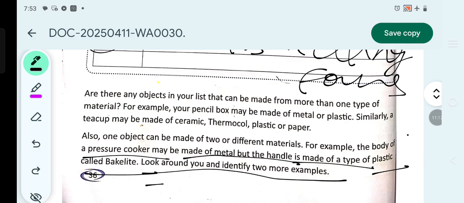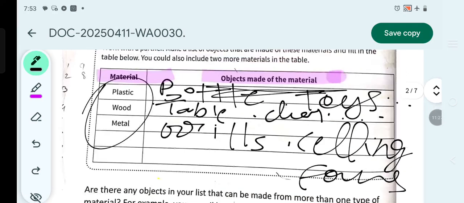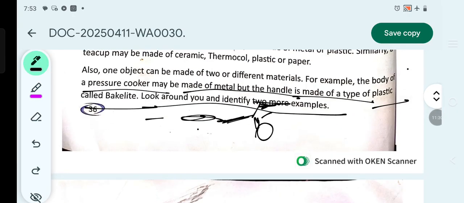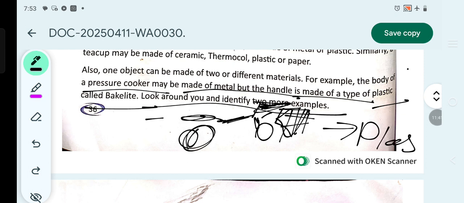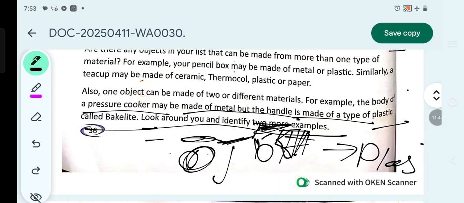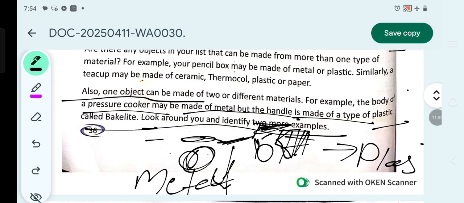Like you have seen a cycle, isn't it? Well, a cycle's body, suppose this is a cycle, and its body is made up of metal. The body of a cycle is basically made up of metal, but the parts like its handles, cover, and sometimes there is a basket in front, these things are made up of plastic, but the body of the cycle is made up of metal. That's what it says, that an object can be made up of two or more different materials.